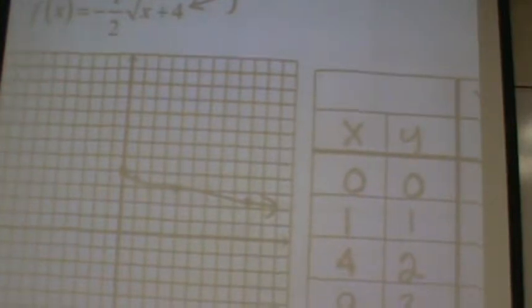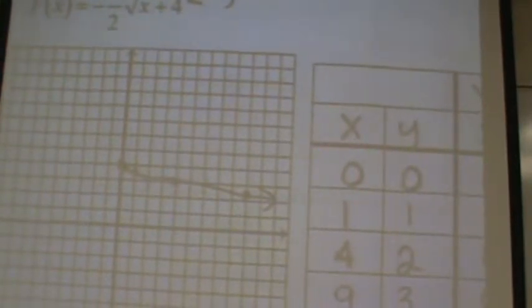What did you get for domain and range? X is greater than or equal to 0, and y is less than or equal to 4. Did you get that? Okay, now go to the next part of the notes.